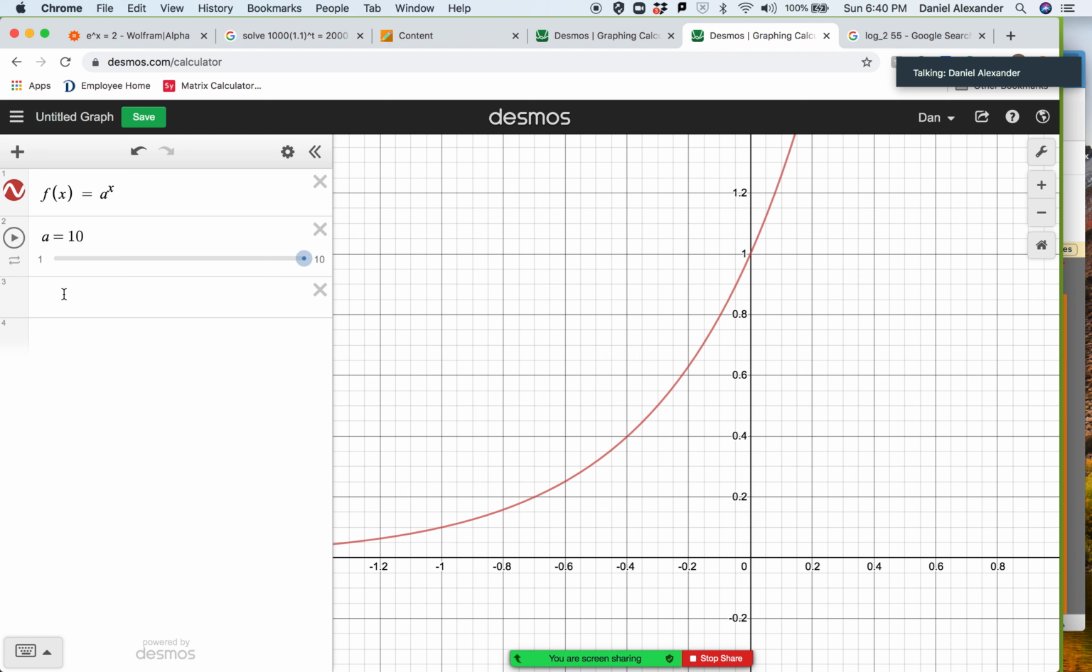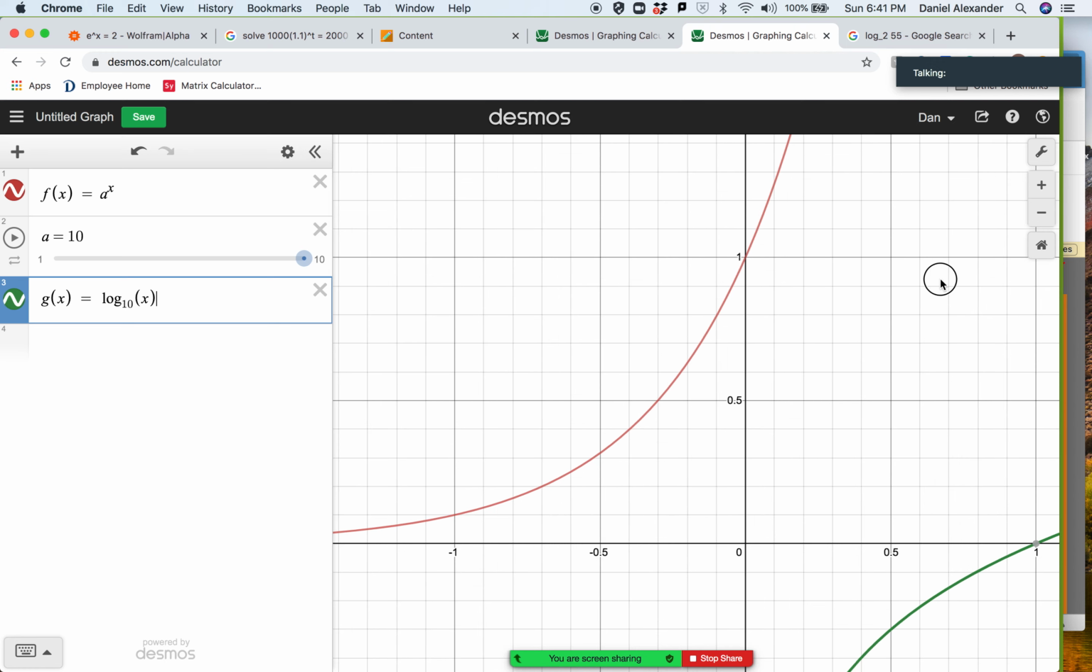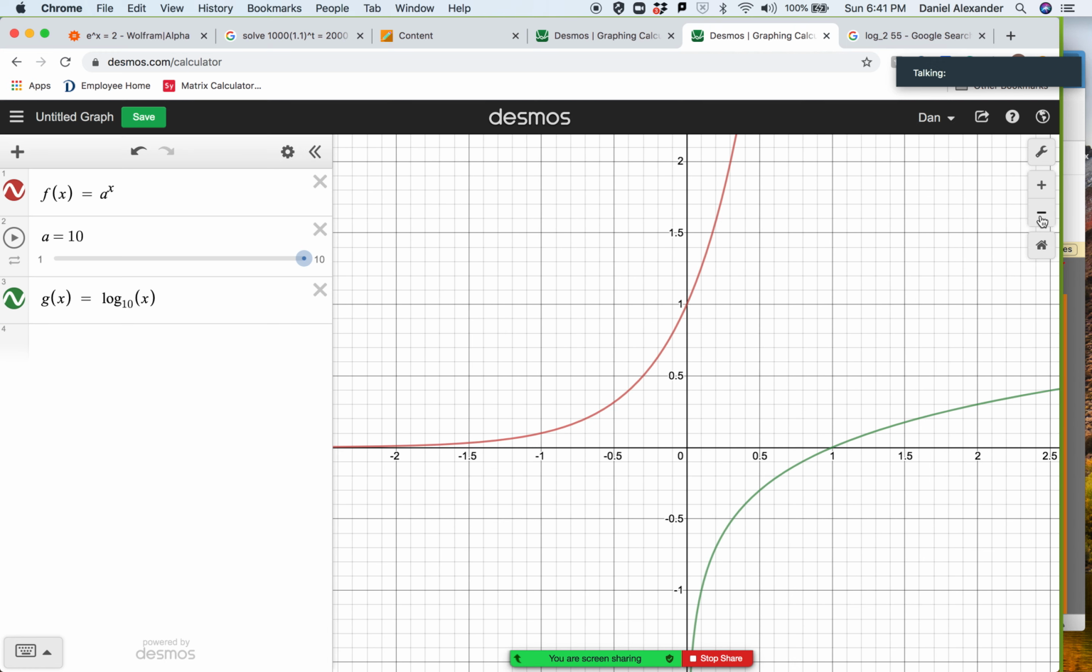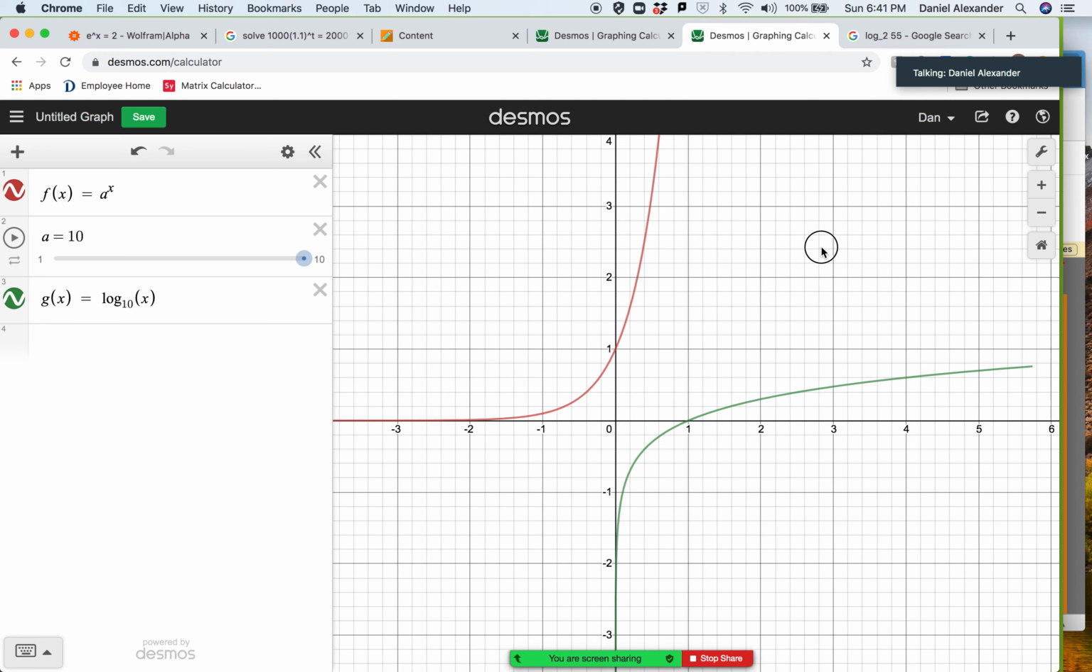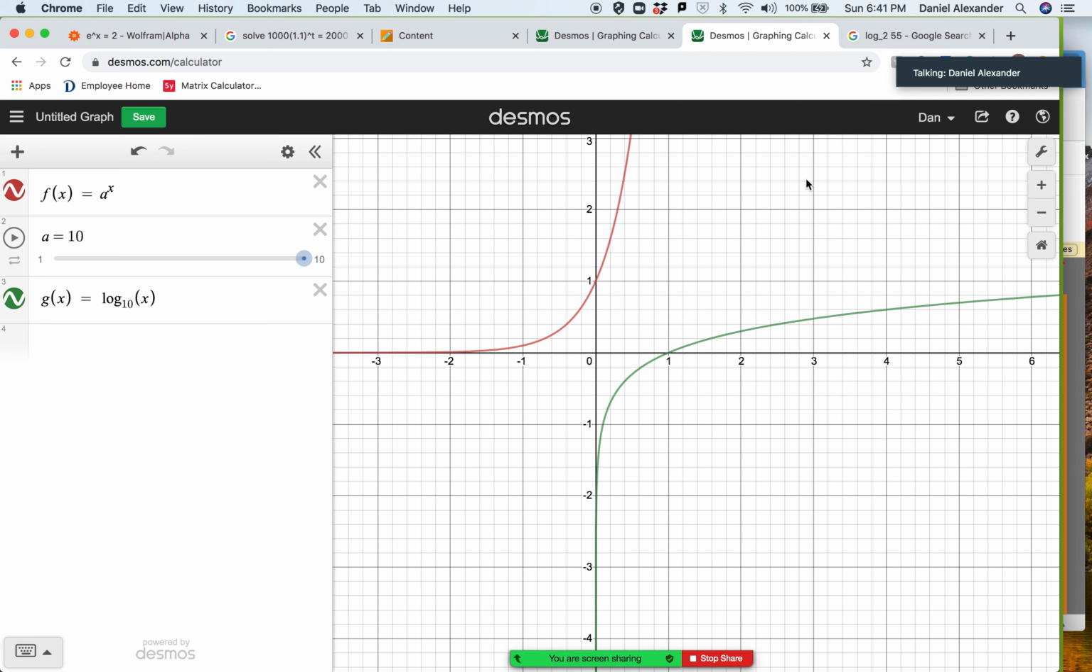Now I want to write the inverse of x. So here we're going to look at a is equal to 10. I'm going to call it g of x so I don't confuse it. The log, I write that as a subscript. And here, let's move things a little bit. You can see how the graph goes. It's pretty much exactly what we came up with.